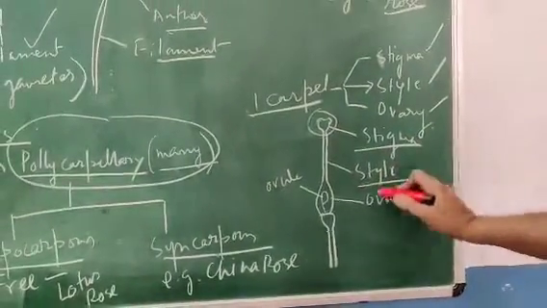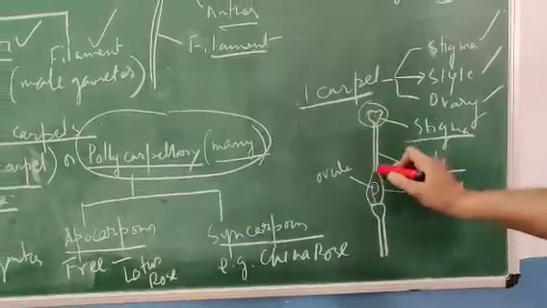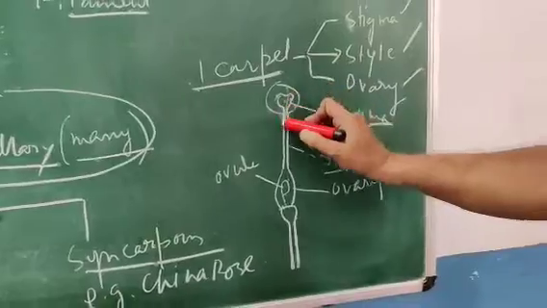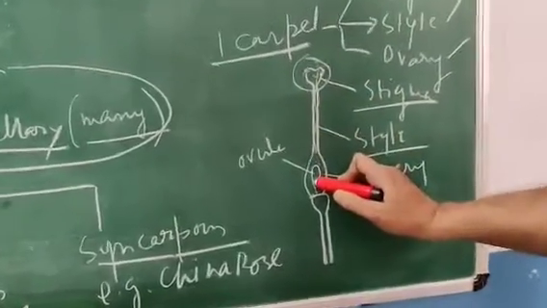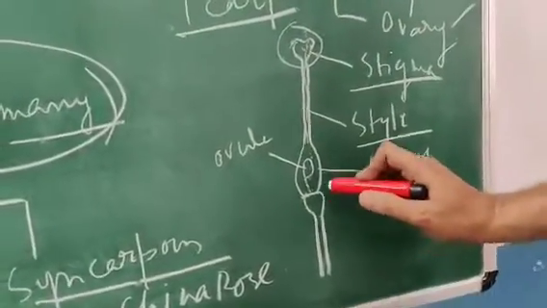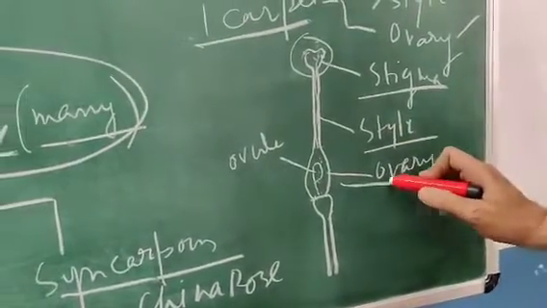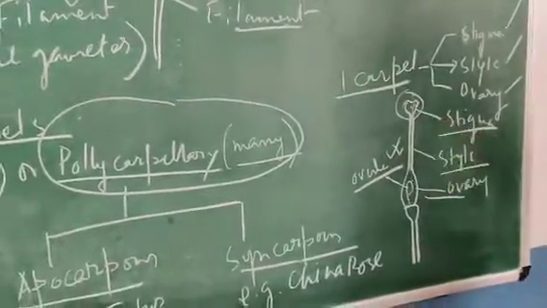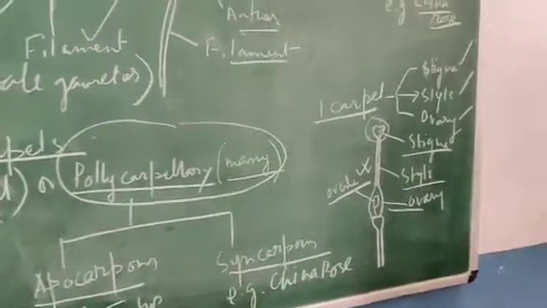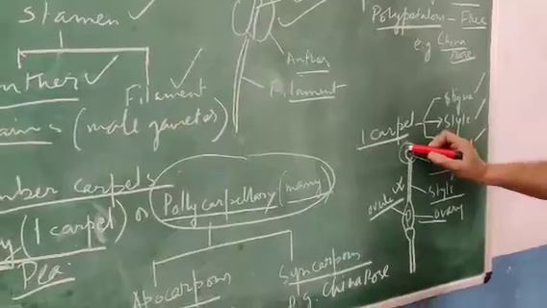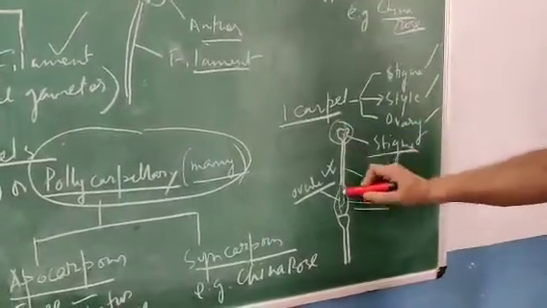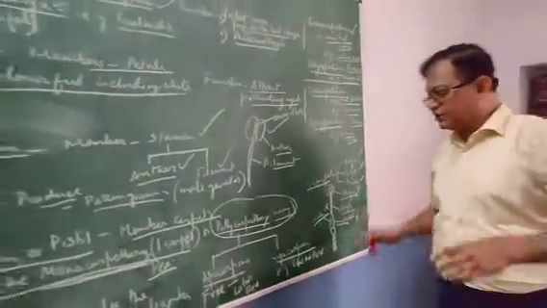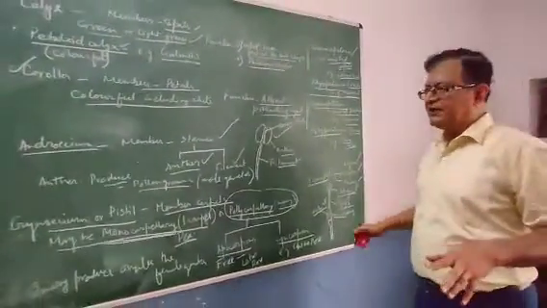This is the style, which is communicating between the ovary and stigma. Pollen grains dropping over there pass through this style, going to the ovary and ovule. This is the structure called ovary, inside of which is the ovule. This ovule contains the female gamete. When the pollen grain drops over there, the pollen grain germinates and comes up to this, and then fertilization takes place. So these are the parts present in that.